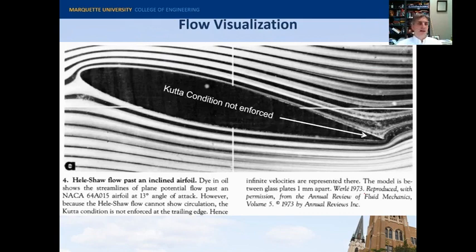Here's another example. I got both of these two out of that album of fluid motion from Van Dyke. So again, this is Hele-Shaw flow, so this is very slow flow where you've got basically no wake. That's kind of a tip-off that it's a very slow flow. And again, it says, this is dye and oil streamlines, potential flow past the NACA airfoil at 13-degree angle of attack. However, because the Hele-Shaw flow cannot show circulation, the Kutta condition is not enforced at the trailing edge.